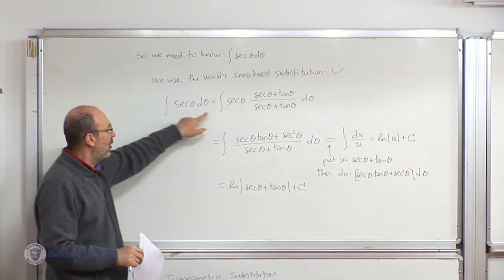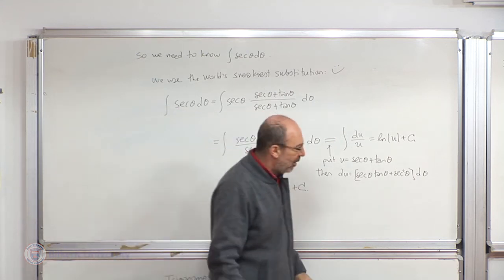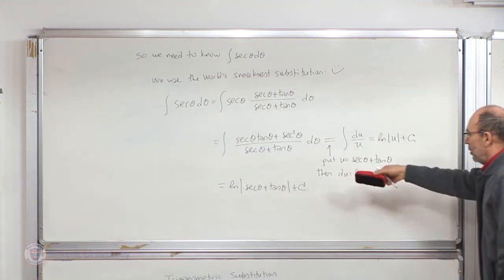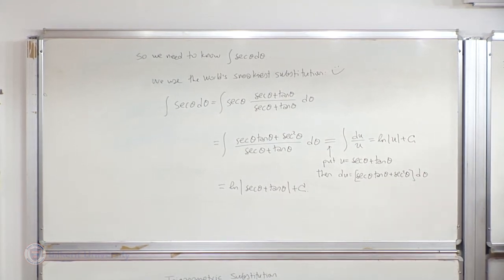Just like magic. All you have to do is multiply it by 1. We multiply this by 1, and then everything fell apart. Now we use this. We use the value of the integral of secant theta to find secant cube. So let me do secant cube.